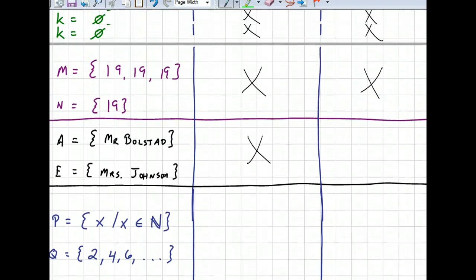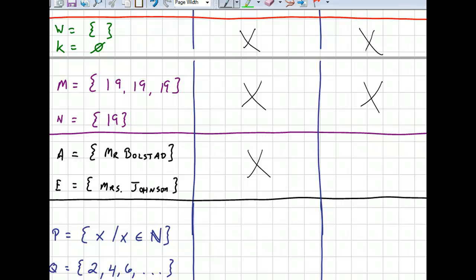Okay, so look at P and Q. P is the set of elements x such that x is a member of the natural numbers. Q is the set 2, 4, 6, and it goes on forever. Are these equivalent sets or equal sets? Equivalent. They're not equal. How come? Because P includes odd numbers. Yes. If Q had 1, 3, 5 included and so on, then they would be equal. But unfortunately it doesn't, so they're not. The only thing true about this is they're equivalent.